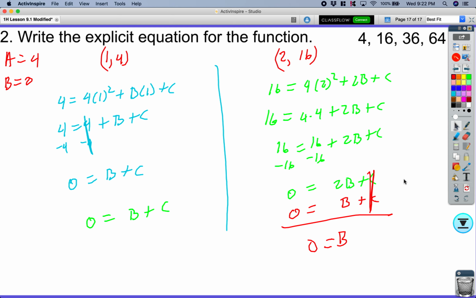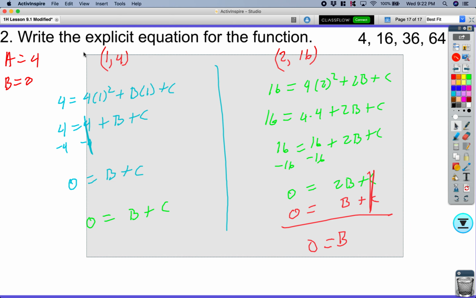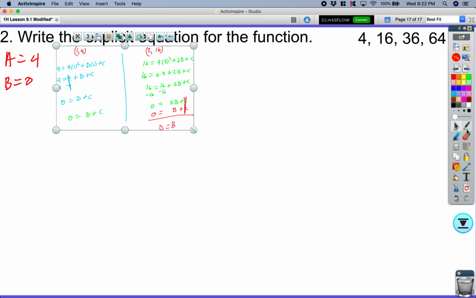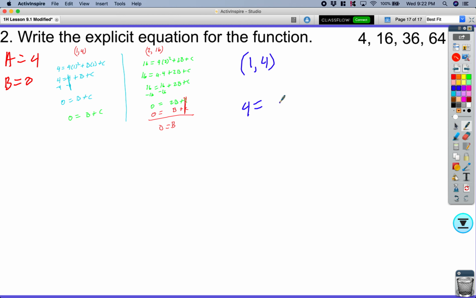Same idea now. I'm going to plug in these values. And I'm going to use the point 1, 4 for my point to plug in. Okay, so that's what it will look like. 4 is equal to 4 times 1. And remember, we have a 0 for b, so we don't even need that. Plus c. And when I solve this, I'm going to get 4 is equal to 4 plus c, and I'm going to get 0 equals c.